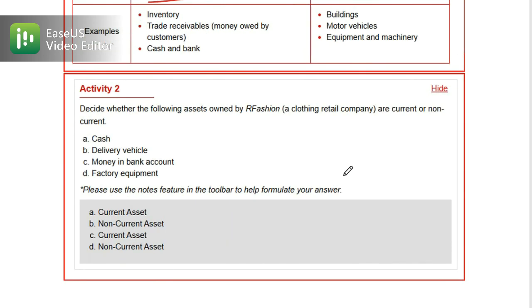Now here we have an activity. Decide whether the following assets owned by a fashion clothing retail company are current or non-current assets. So you have cash, delivery vehicles, money in bank, factory equipment. Now please use the note feature and the toolbar to help formulate. So you have here which one is current and which one is non-current asset. This one, cash, is your current asset. You see here is the answer, current asset. This vehicle is non-current asset. Money in bank, these are current assets, and factory equipment, these are non-current assets.